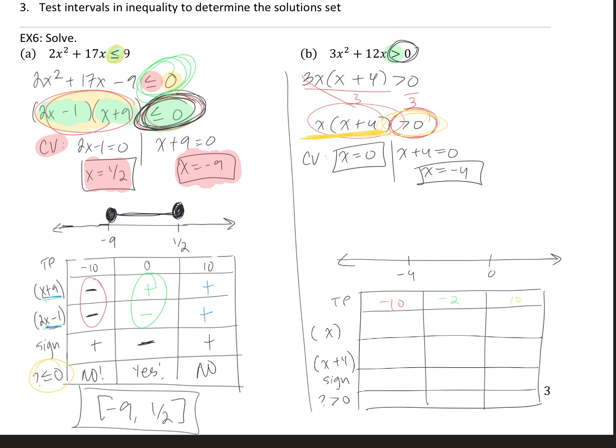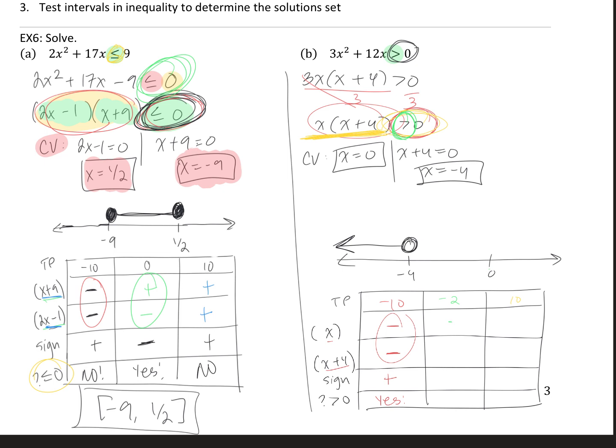So if I plug in -10 into here, that'll be a negative. Into here, again, a negative. So when I multiply these two together, it'll be positive. Is that greater than 0? Yes, it is. Awesome. So again, this part is going to be part of my answer. Do I fill in the bubble? No, because I didn't have the equal to sign under there. All right, let's move on and test the next part.